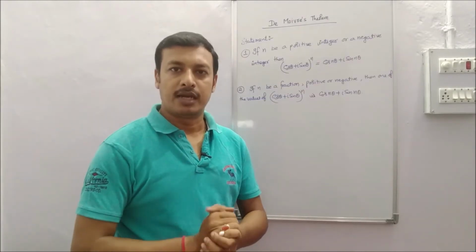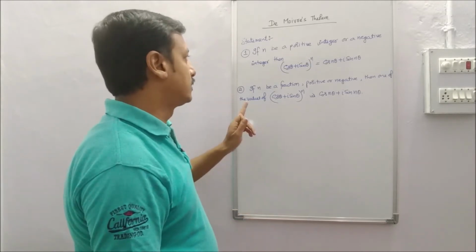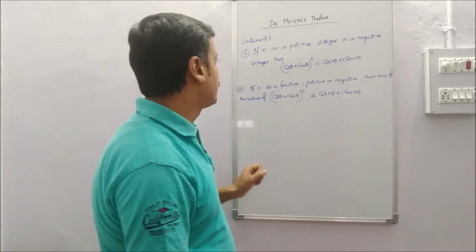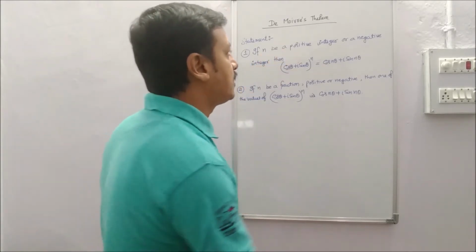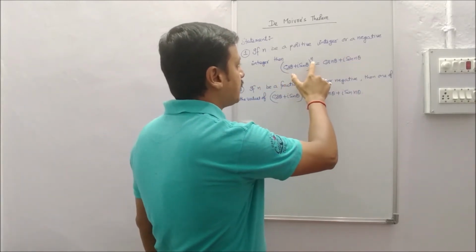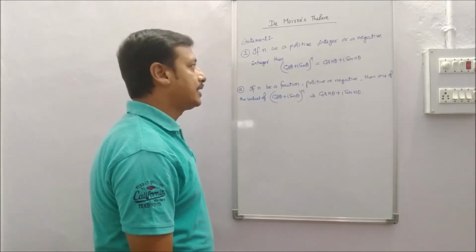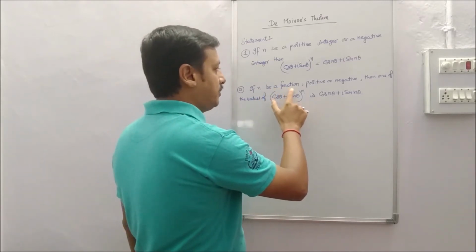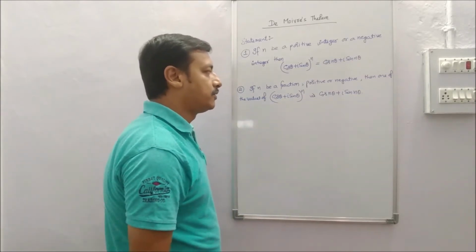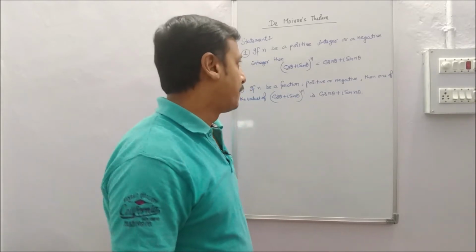So we are starting De Moivre's theorem. The statement has two parts. First statement, for a positive or negative integer: if n is any positive integer or a negative integer, then (cos theta plus i sin theta) to the power n is equal to cos n theta plus i sin n theta. And the second case is, if n is a fraction, positive or negative, then one of the values of (cos theta plus i sin theta) to the power n is equal to cos n theta plus i sin n theta.